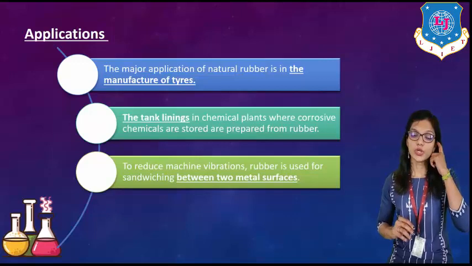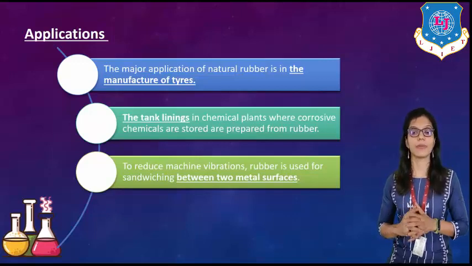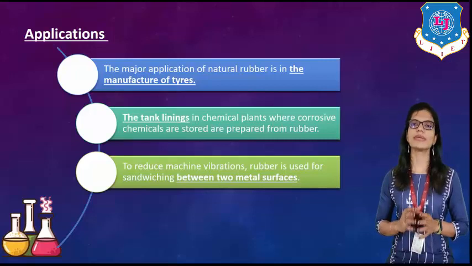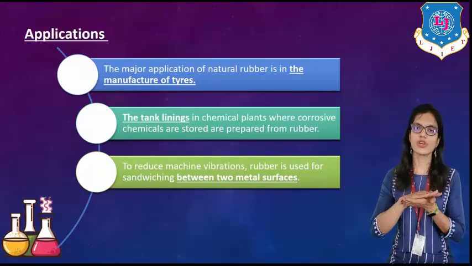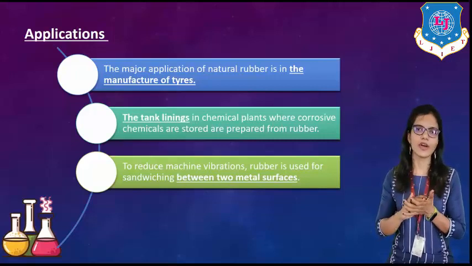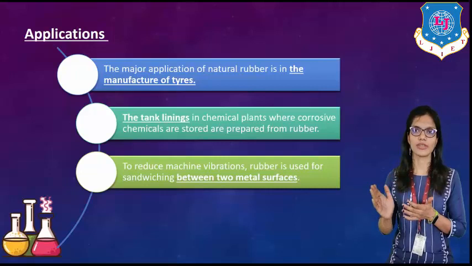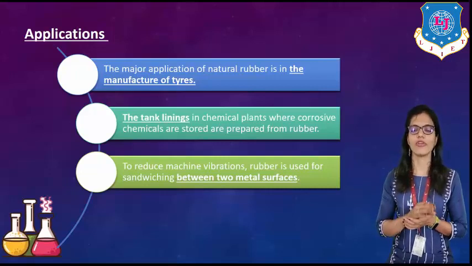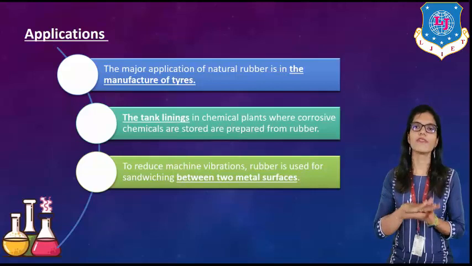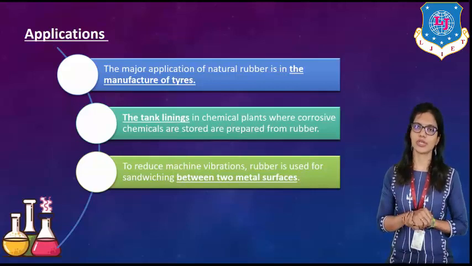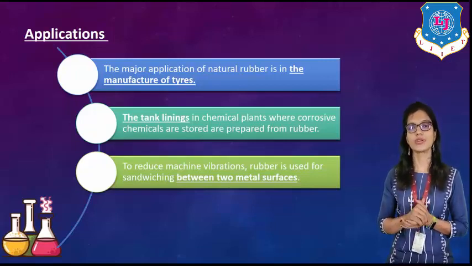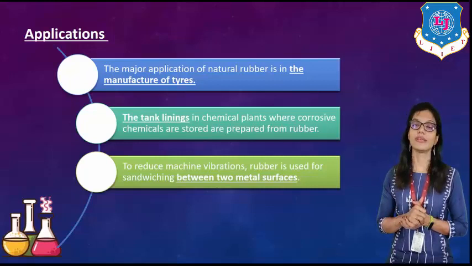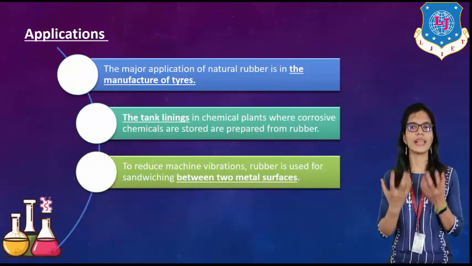Now, to reduce machine vibrations, rubber is used for sandwiching between two metal surfaces. It is most widely used between two surfaces, anywhere nowadays, in small machineries to bigger machineries. We use such a layer of rubber which prevents vibrations. Even in kitchen appliances like mixers and juicers, they provide such base surfaces through which we can attain less vibration and less sound.